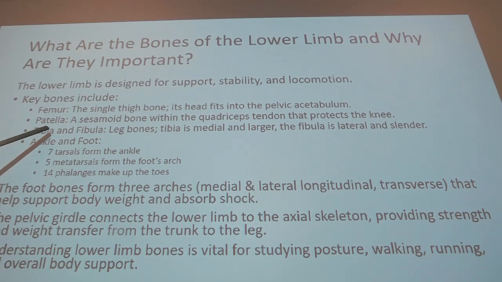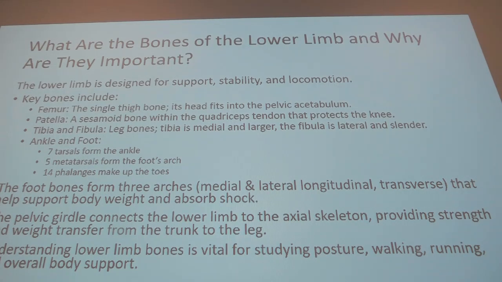And then the tibia and the fibula are the leg bones. The tibia is stronger, is found medially, and it is what makes the shin in our leg. The fibula is a little bit thin, it's found laterally, and only the tibia and the femur form the knee joint. The fibula acts more like a stabilizer, but it's not part of the knee joint.